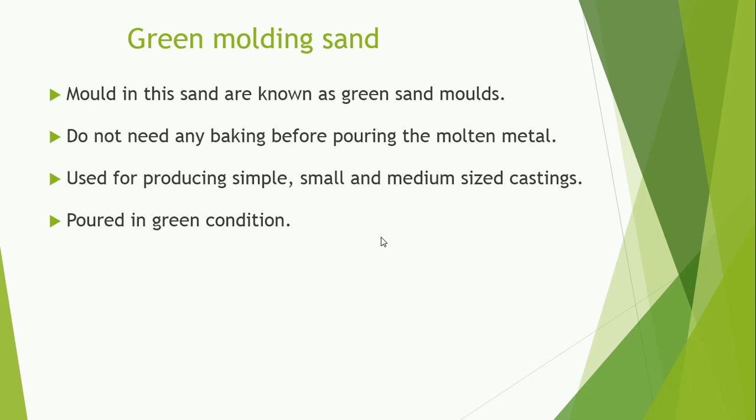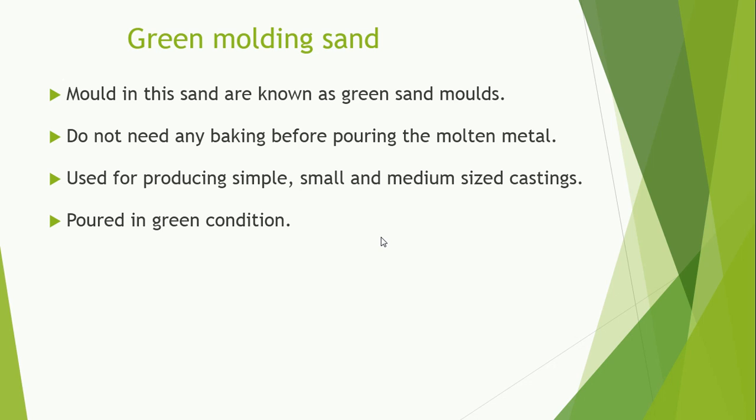Green means moisture is present in the molds. This green sand molding does not need any kind of baking before pouring of the molten metal. Moisture removal is not needed from the molds. These are used for producing simple, small and medium sized castings. That is the application of this green molding sand.